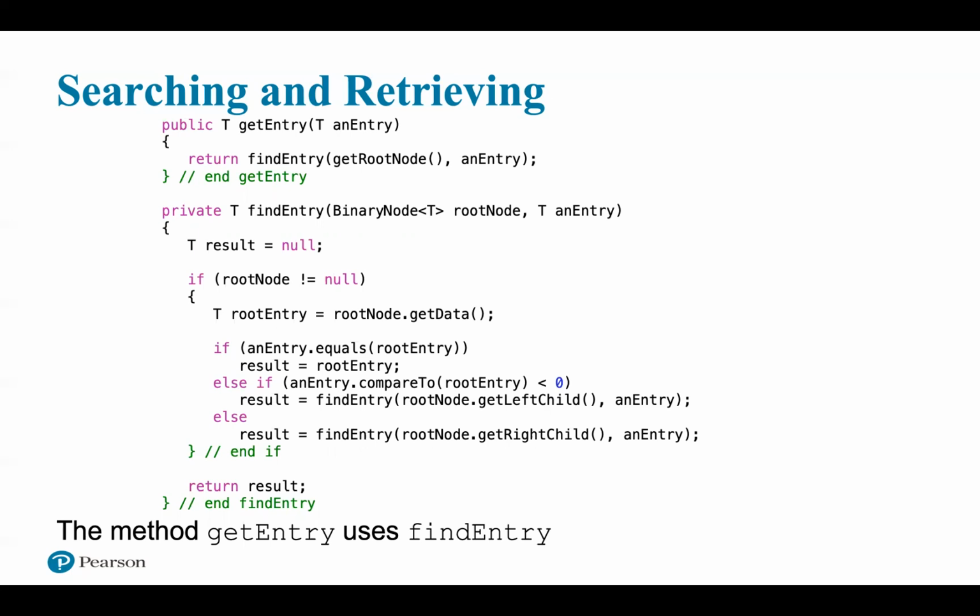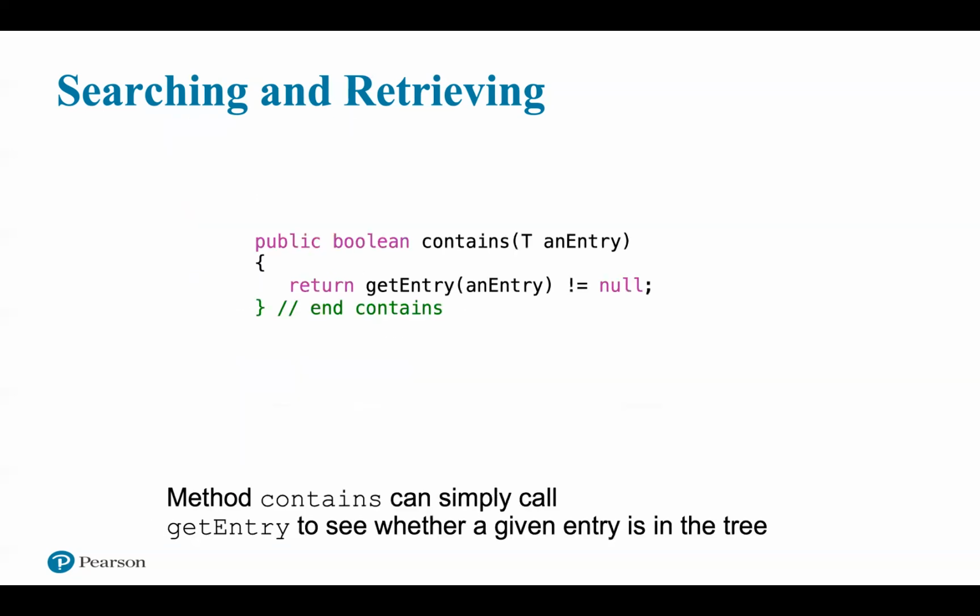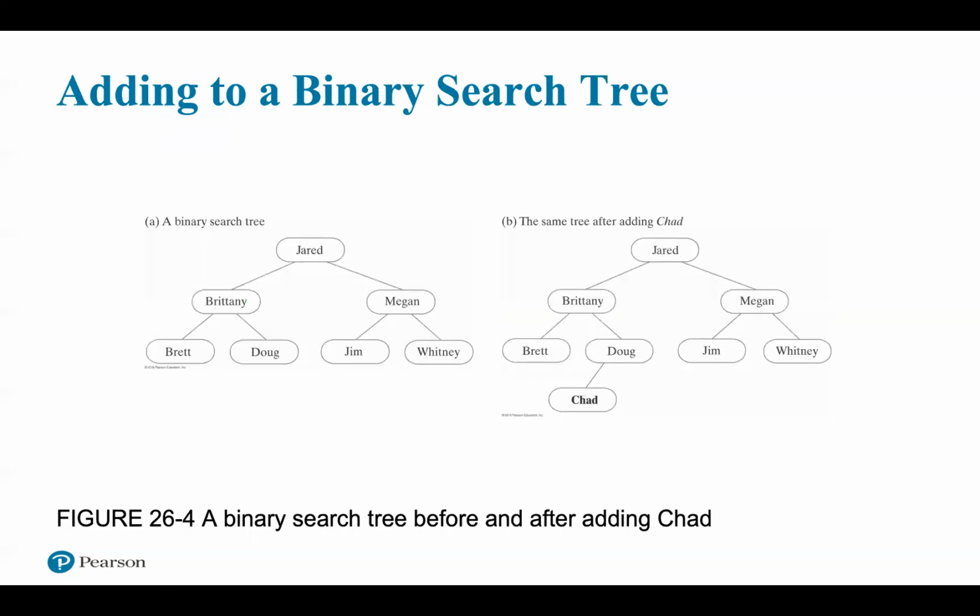We use compareTo and equals to compare the given entry with the existing entries in the tree. But also notice our use of methods from the class BinaryNode. We assume that we have at least package access to this class. You can implement getEntry iteratively as well, with or without the use of a private method such as findEntry. So for the method contains, the method contains can simply call getEntry to see whether a given entry is in the tree. We're showing that.